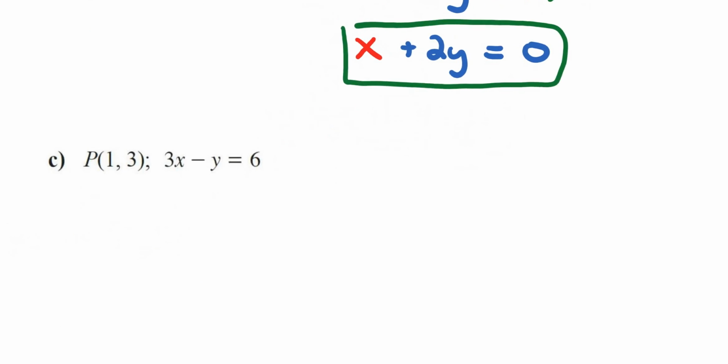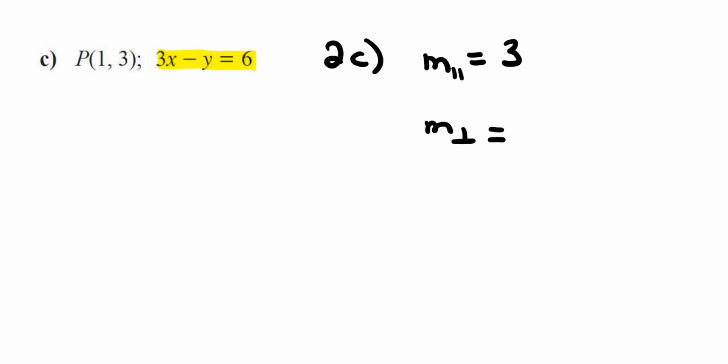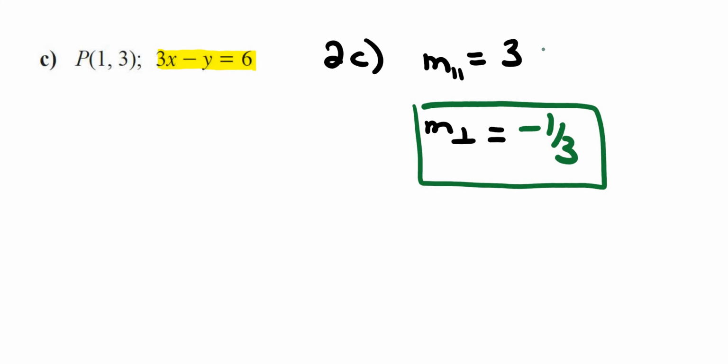Okay, let's move on to letter number C. Okay, so for letter C, I definitely know that from the previous question, from question 2C, we did the algebra on this, and I believe from question 2C, we found out that the slope of that line was equal to 3. So if it's parallel, the slope is going to be 3. If I want the perpendicular slope, it's going to be the negative reciprocal. So now the slope is going to be negative 1/3.